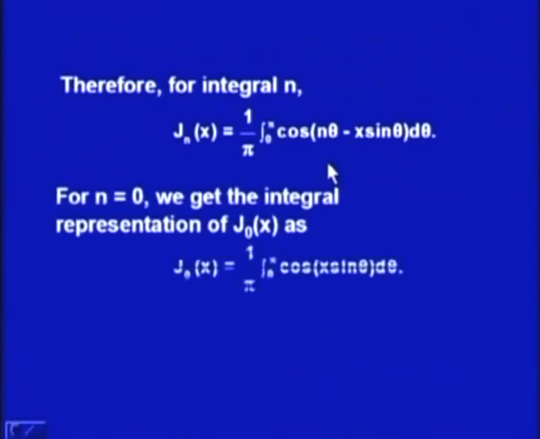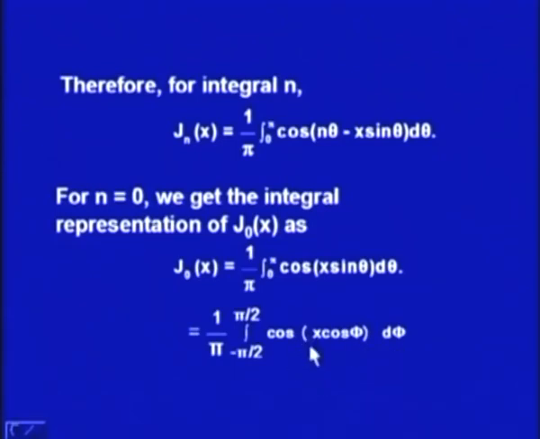For n equal to 0, we get J naught x equal to 1 over pi integral 0 to pi cos(x sin theta) d theta. Now, using the property of definite integrals, if you make the substitution theta equal to pi by 2 minus phi, then this integral representation of J naught x changes into 1 over pi integral over minus pi by 2 to pi by 2 cos(x cos phi) d phi. Here we have put theta equal to pi by 2 minus phi.